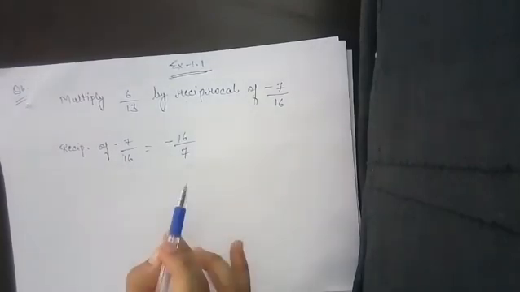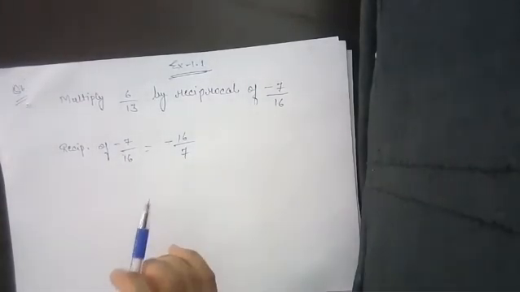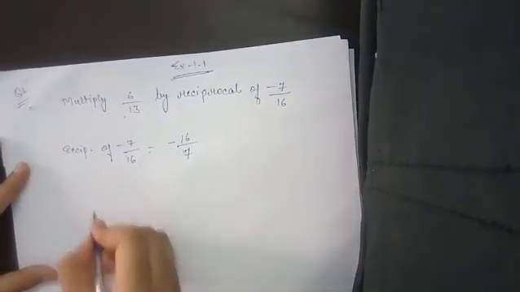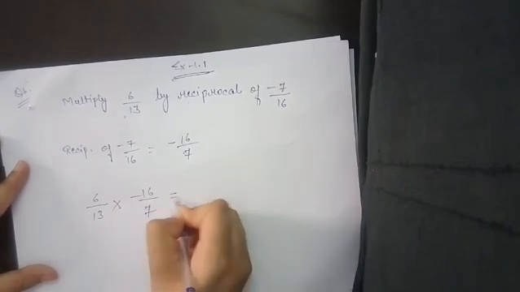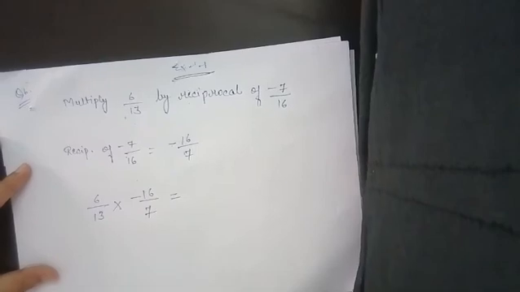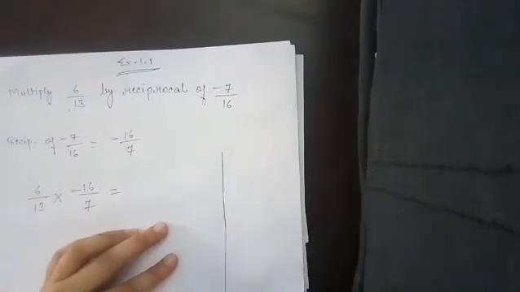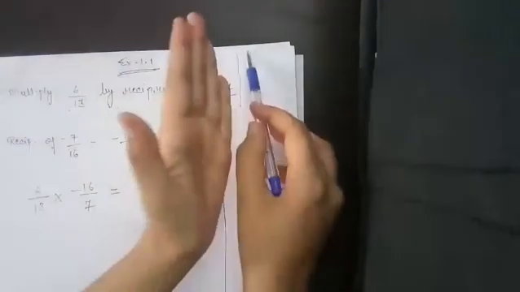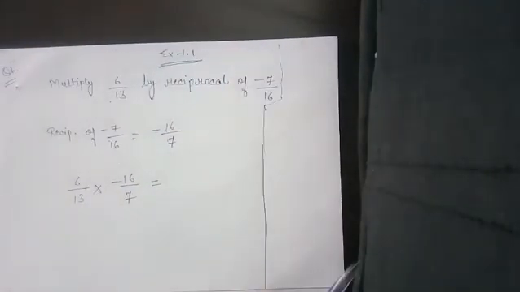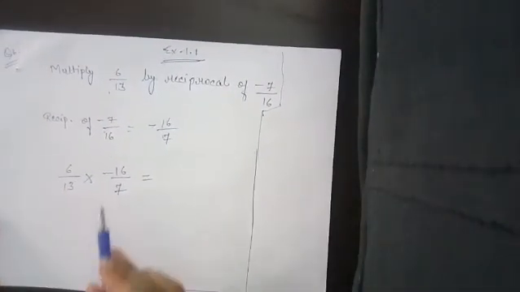Reciprocal means ulta karna, I have already told you. Now you multiply it by 6 upon 13. 6 upon 13 into minus 16 upon 7. If you don't know the table, make a rough column. Rough column you have to make with a scale, okay? I have not done it, but you have to do it with a proper scale and proper margin you have to set for rough column. Don't do it roughly like this.